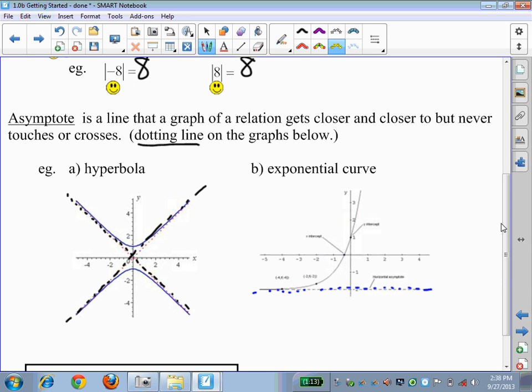In the example of an exponential curve, you will see here this blue dotted line takes the curve, which comes down here, and it gets closer and closer and closer, but will never cross or touch.